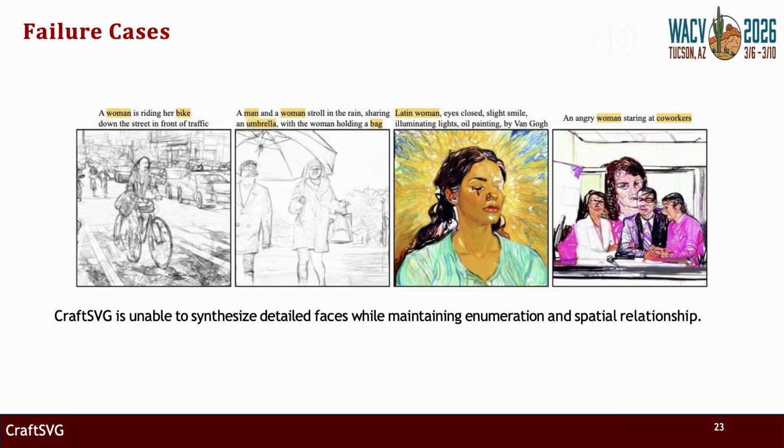Like any other method, we do have failure cases. Currently, our method struggles to synthesize highly detailed faces while simultaneously maintaining enumeration and spatial relationships. This is evident in complex prompts requiring specific facial expressions or multiple interacting people.